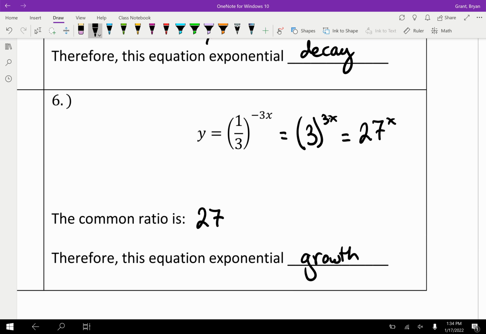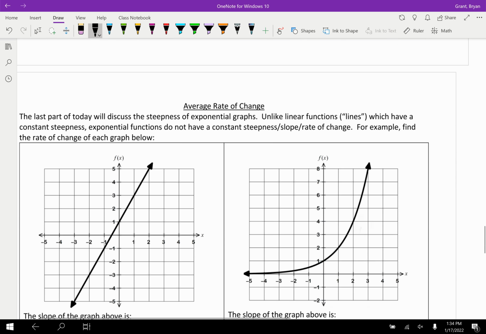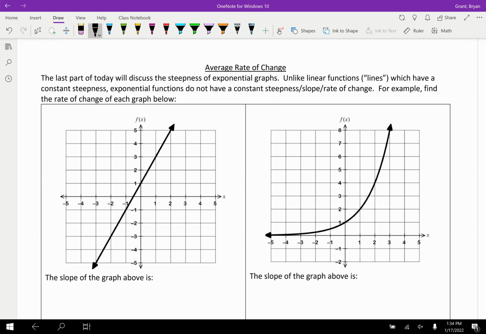Okay, so we have learned today how to recognize if an equation is exponential growth or decay by looking at a graph, by looking at a table, and by looking at an equation. And that is our first of 2 main themes for today. But don't worry, our second theme is much quicker. We only have about maybe 10 minutes left. So let's tackle that, and then you guys can be done with lesson 6.7. The last part of today is going to discuss the average rate of change.